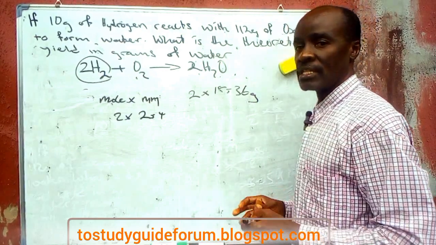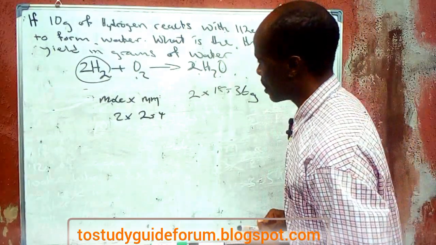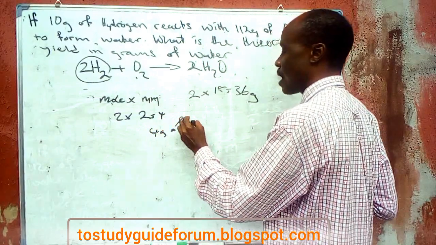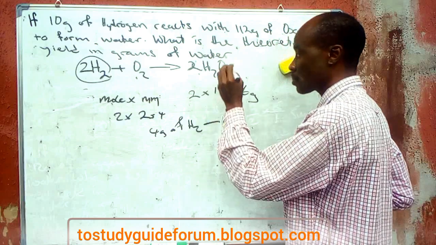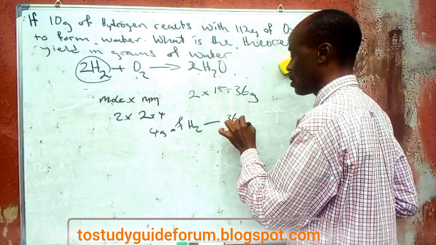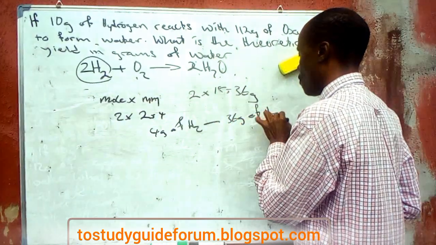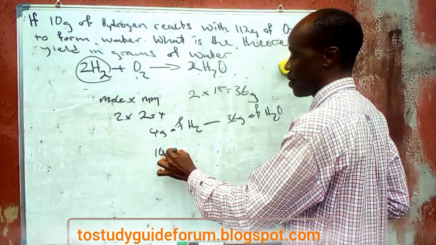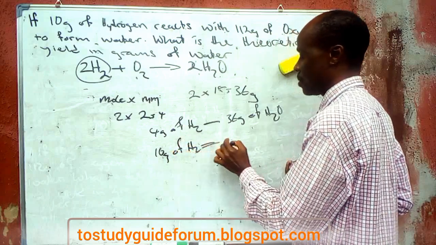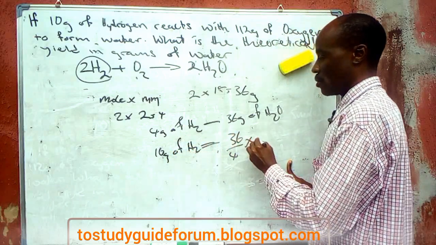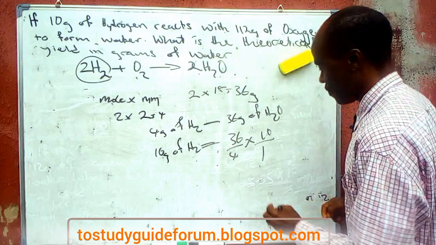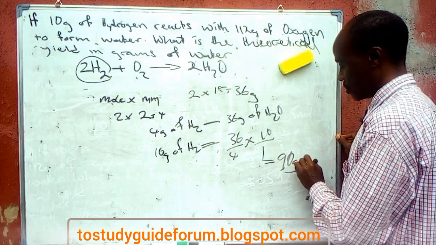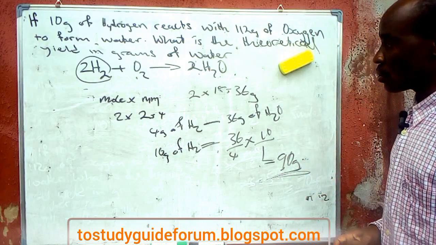So what it simply means in this balanced chemical equation is that 4 grams of hydrogen will give us 36 grams of water. So 10 grams of hydrogen will then give us 36 over 4 multiplied by 10. So what we still have after everything will still be about 90 grams. That's 90 grams. So that's what we have.